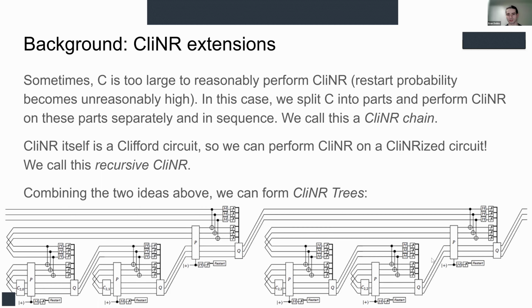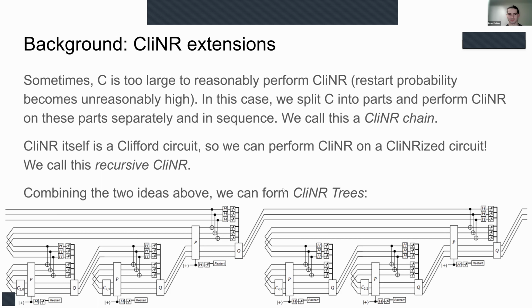This figure down below is basically a much more complicated version of that, where we also consider the fact that the CliNR protocol itself is all Clifford. So you can actually do the CliNR protocol where C is the CliNR protocol itself. And by repeating CliNR recursively, you get these CliNR trees. So you can further reduce the noise at the cost of more qubits.